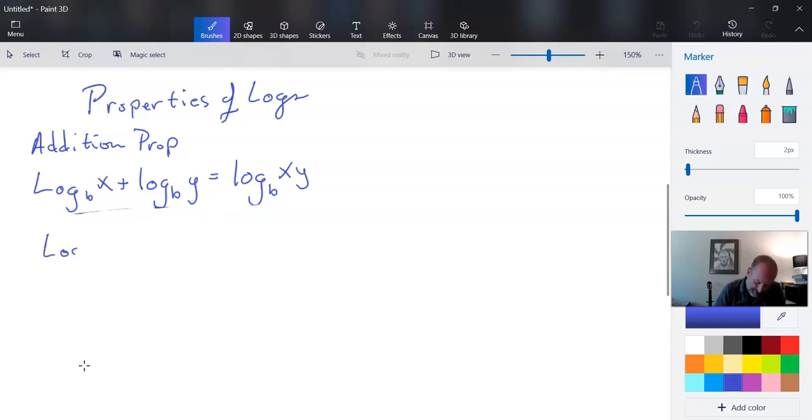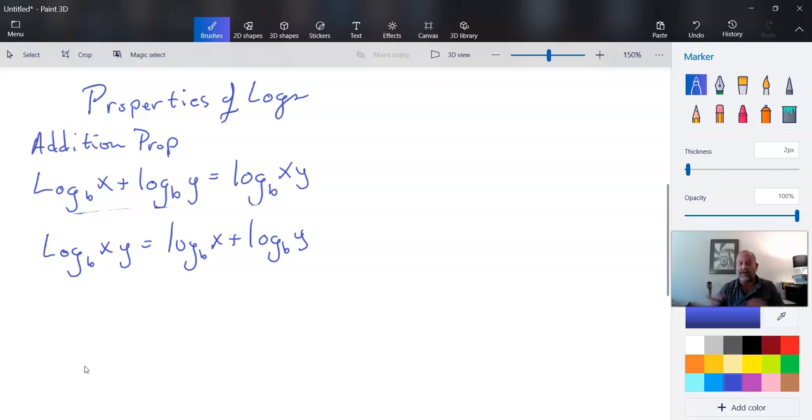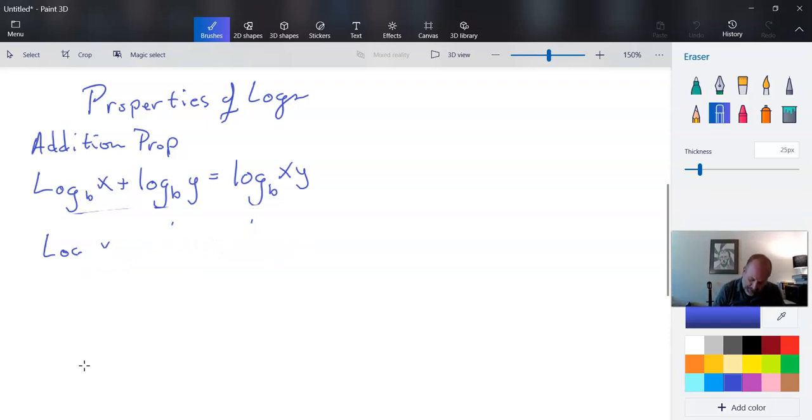That if I have log base b of xy, that's equal to log base b of x plus log base b of y, right? So what that means is you can put them together if you need, or you can take them apart if you need. It's kind of like factoring. You can either distribute or you could factor it out. It depends on which one you need. Okay, so that's the first rule. Now I'm going to go ahead and prove this rule.